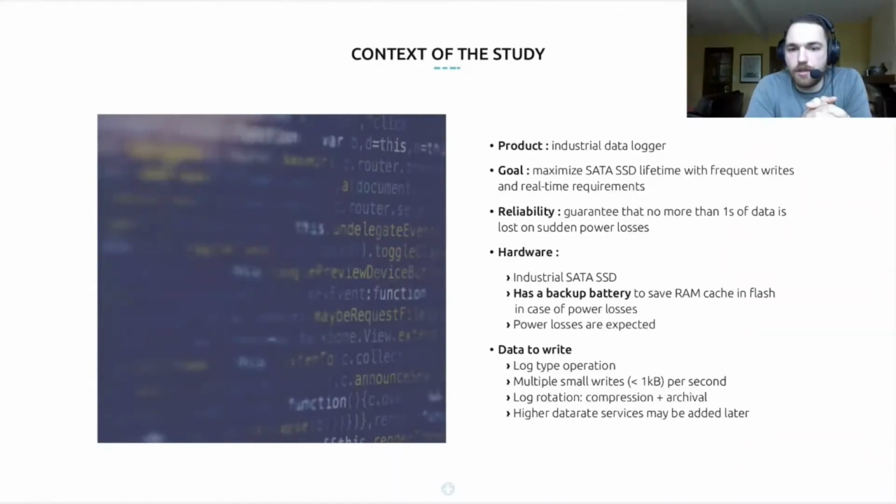Because we are talking about log type operations, we are expecting multiple small writes per second, typically a few measurements, a few lines of logs, and also some log rotation, so compression plus archival of the logs. Maybe we can add later some higher data rate services, but for now, it's ignored in the study.